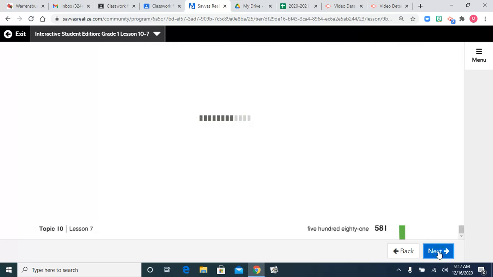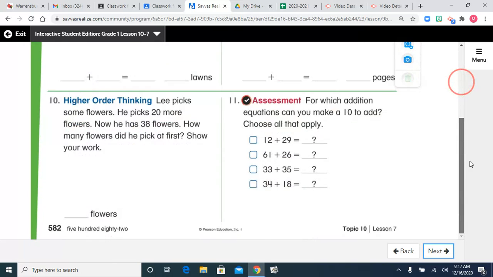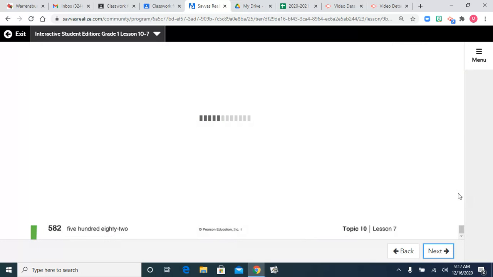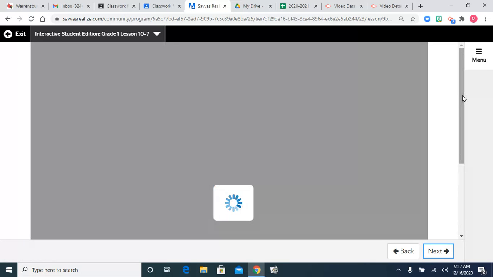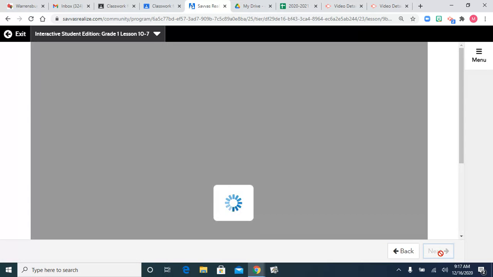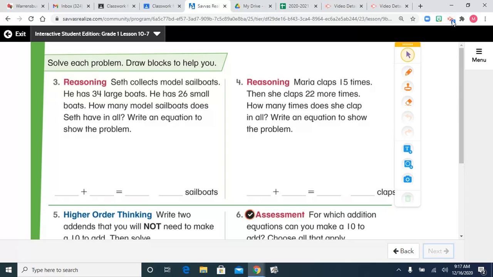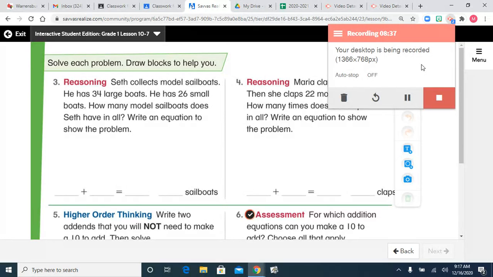Now when you're done with that, if you'd like to do a few more practice problems, you can do problems on page 582. You can grab a few and do them on page 583 and also on page 584. When you are done with your workbook pages, please do your quick check on the Savas website. Make sure you don't get behind on those. It is hard to catch back up.